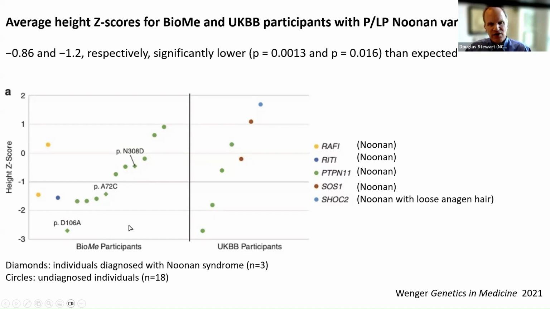And so again, BioMe, UK Biobank, and these are all the individuals, all the data points here for those who had pathogenic or likely pathogenic variants in the Noonan genes. And what I've highlighted here are those individuals, just 3, for whom there was a diagnosis of Noonan syndrome on the chart. And so you can see it's very much the minority of the BioMe participants, and none of the UK Biobank participants harbored a diagnosis.